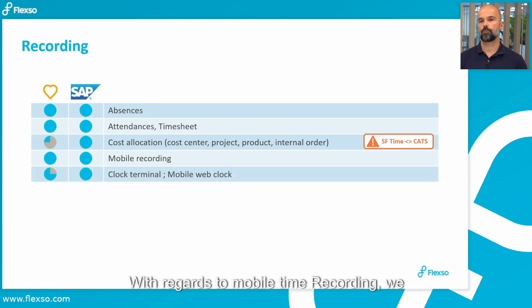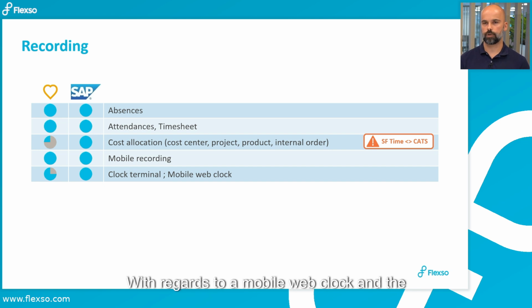With regards to mobile time recording, we can say there is feature parity. We have a SuccessFactors mobile app at our disposal. The web page is also fully responsive, so you could also use that on a mobile device. With regards to a mobile web clock and the clock terminals, we are almost there. We still see a small hiccup that when you need to do a manual correction of a clock in and clock out, you can't simply change the existing clock in and clock out, but you need to really delete and recreate that event. And that proves to be cumbersome for quite some customers. So we're not quite there yet.